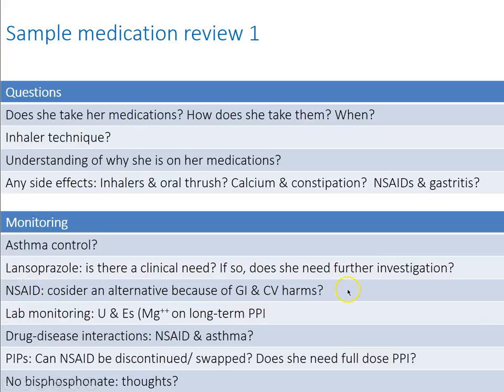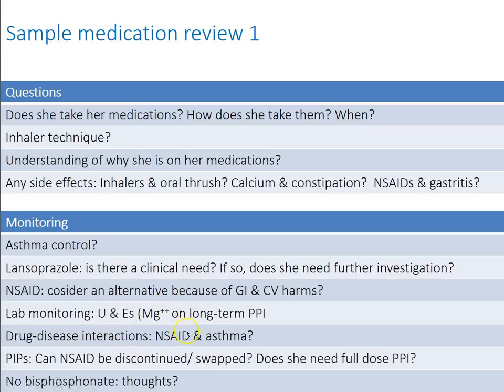This also applies to drugs such as celecoxib, etoricoxib, and these other drugs which were regarded as being relatively less harmful. It now turns out that this is not the case. They are equally harmful and causing cardiovascular events. Does she need lab monitoring for using these, for example? If she's on a long-term PPI, does she need checking in her magnesium level? If she's feeling fatigued, could this be the reason?